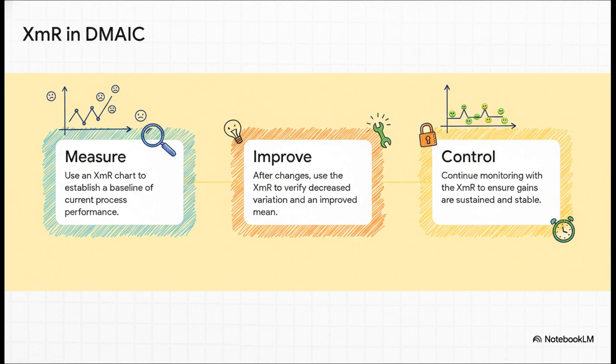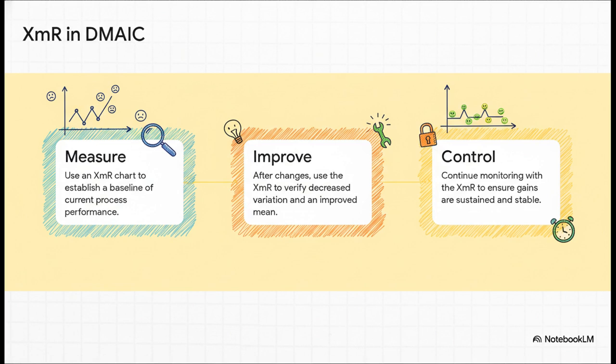Let me paint you a picture. Imagine you're trying to reduce customer complaints. In the measure phase, you chart your monthly complaints on an XmR to get a baseline. Then, after you roll out some changes in the improve phase, you use that same chart to see what happened. Did the average number of complaints go down? And just as important, did the variation shrink? Is it more predictable? Finally, you just keep the chart running in the control phase to make sure you hold on to those gains.